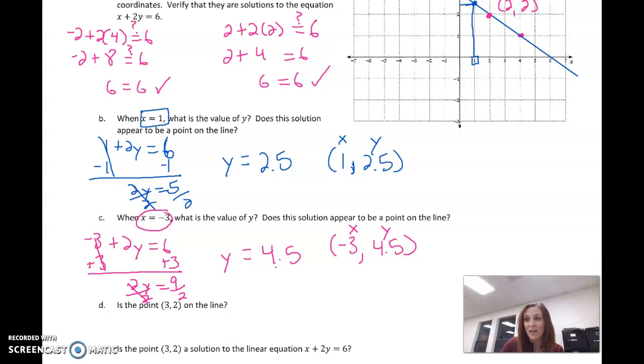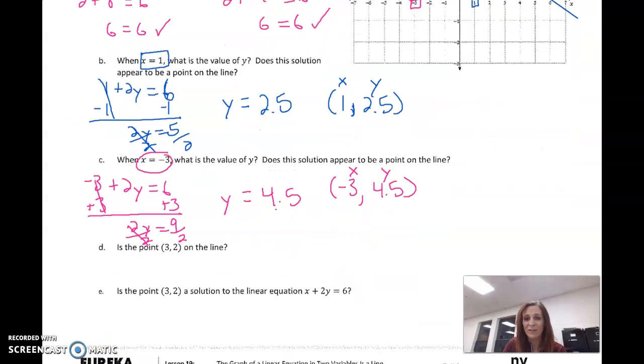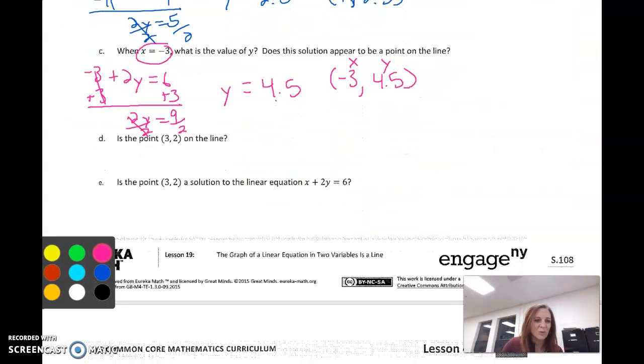Oh, I'm sorry. So let's look at the line here. Negative 3, 4.5. Here's negative 3. Look at that. It's halfway between the 4 and the 5, so it could be 4.5 for sure. It is 4.5.